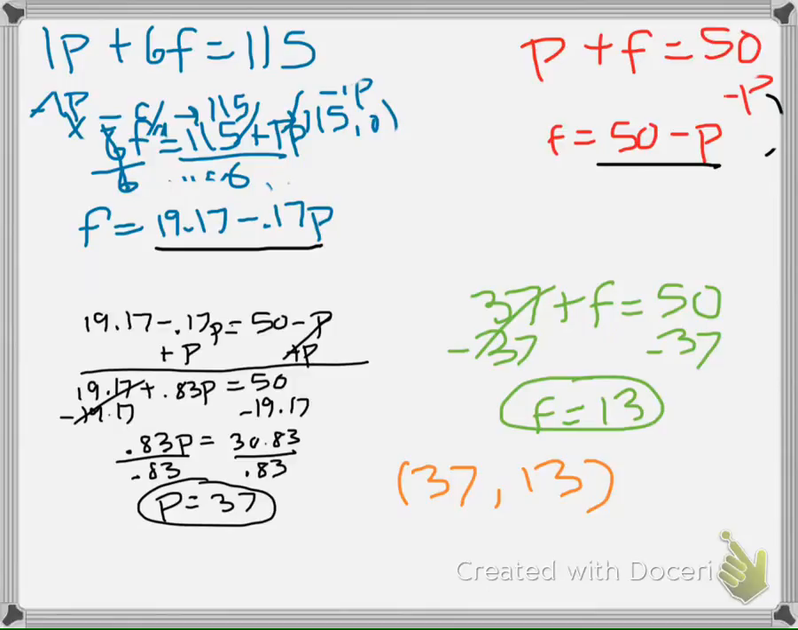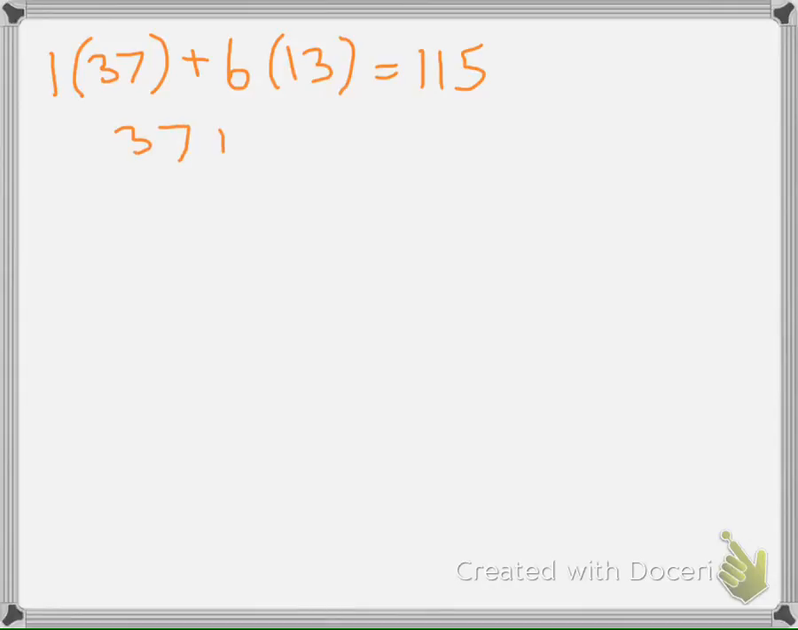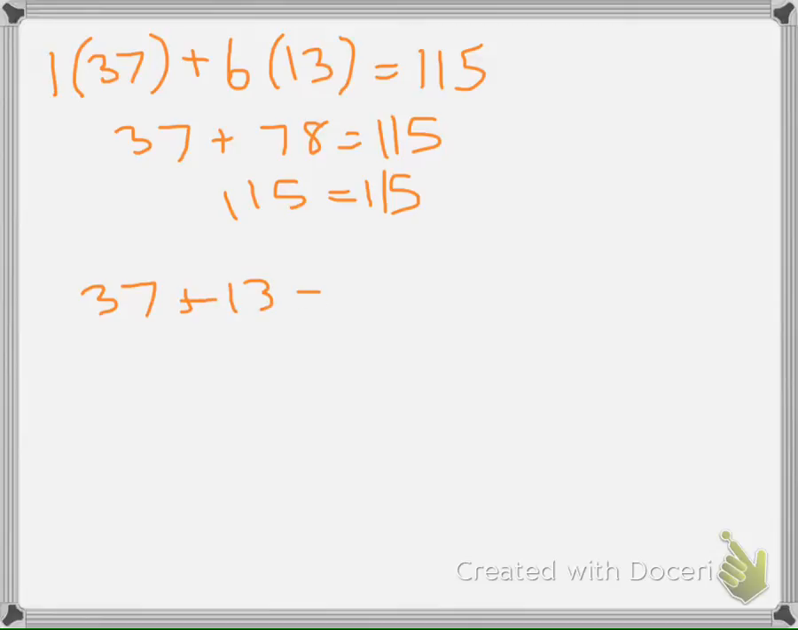I'm going to prove to you that's correct. You don't need to copy this down, but watch. I'm going to plug my solution back into my equations to prove that they are right. So the first equation, 1 times 37 pennants plus 6 times 13 flags equals 115. 1 times 37 is 37. 6 times 13 is 78. And 37 plus 78 is 115. So that works. And then also I can do 37 plus 13 equals 50. And that is correct. 50 equals 50.